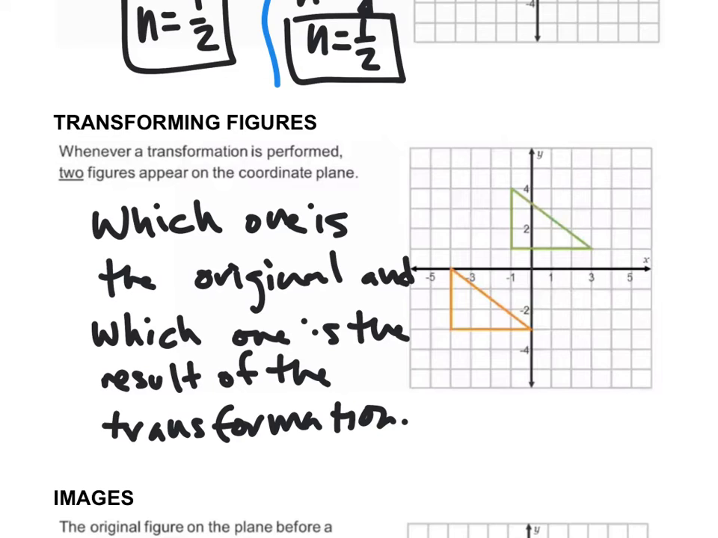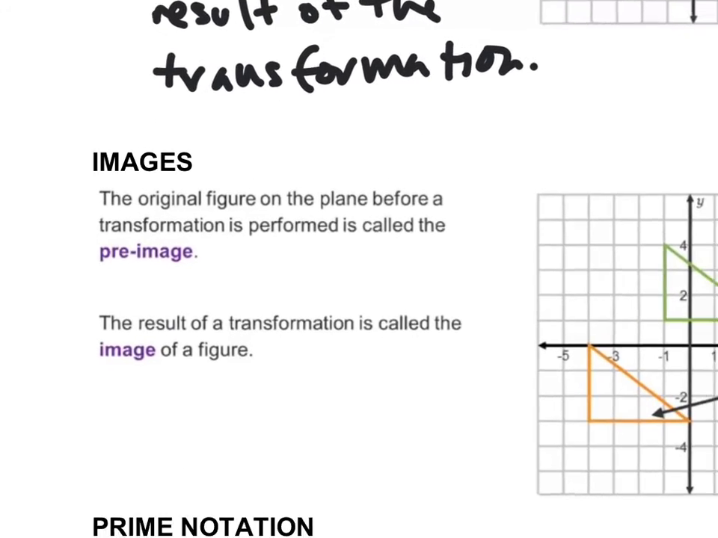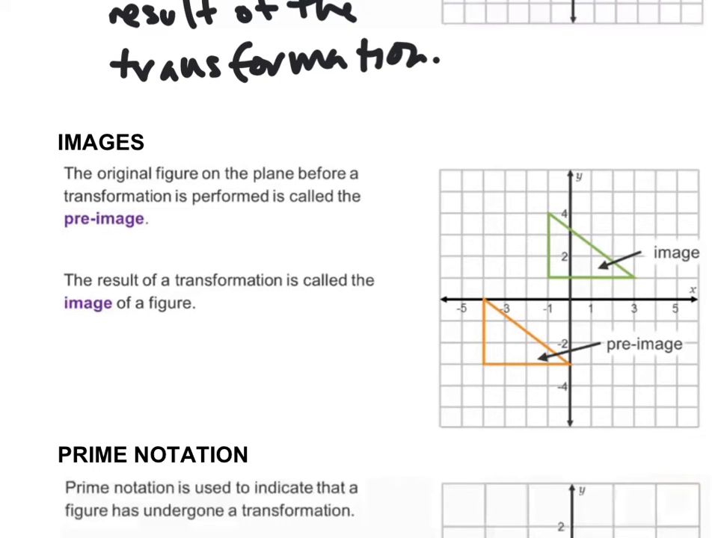In this example, when I made this video, as you can see, I chose the one in orange because yours is probably black and white on your paper. I just chose the orange one to be the original, okay? And which one is the result of the transformation? We call that the image. The image is the result of the transformation.